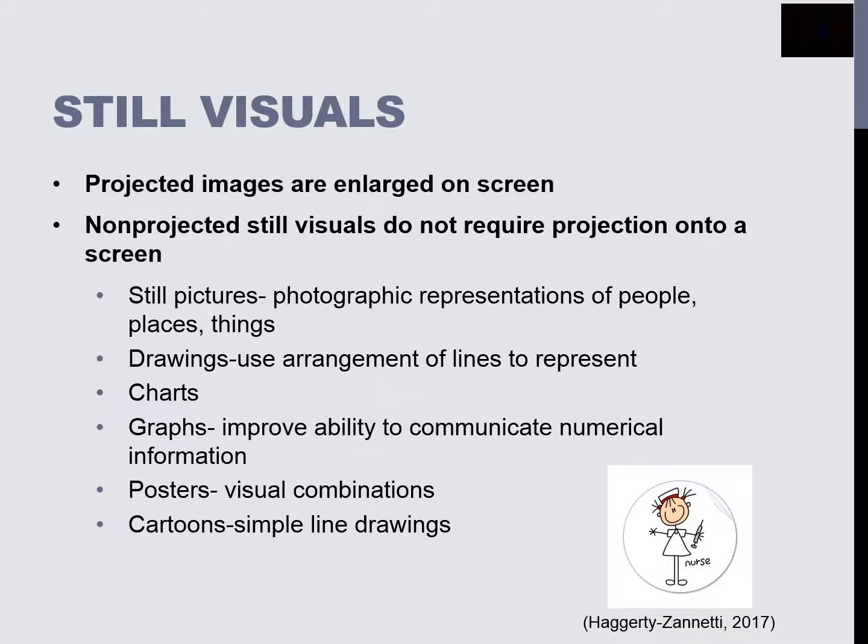Now moving on to different types of media. These include still visuals, which are projected images that are enlarged on a screen, or non-projected still visuals, which are not enlarged on a screen and do not require projection. Some more examples include still pictures, which are photographic representations of people, places, and things. Drawings, which are when you just use different lines to represent different images. Charts and graphs, which can be used to convey numerical information easier and create a simpler view for students.